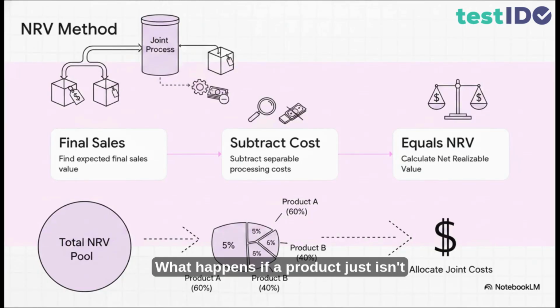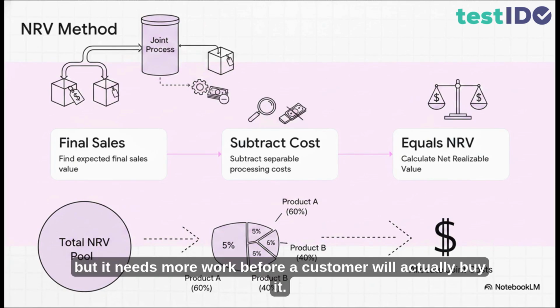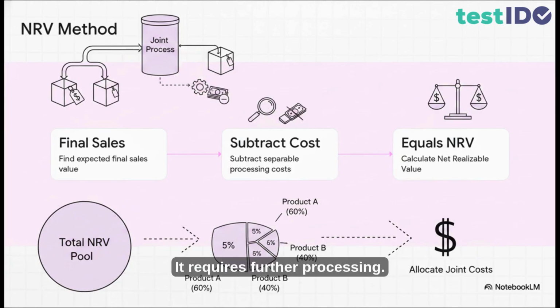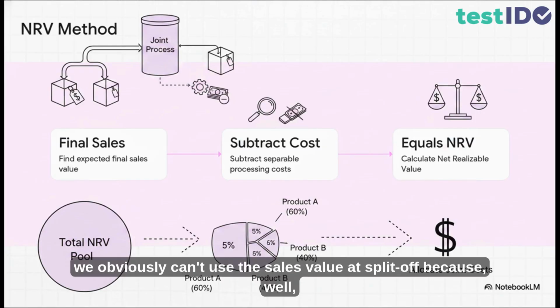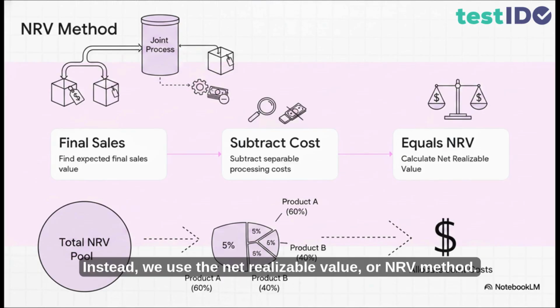What happens if a product just isn't sellable right at the split-off point? Sometimes a product comes out of the joint process, but it needs more work before a customer will actually buy it. It requires further processing. In this scenario, we obviously can't use the sales value at split-off because, well, there is no sales value yet. Instead, we use the net realizable value, or NRV method.